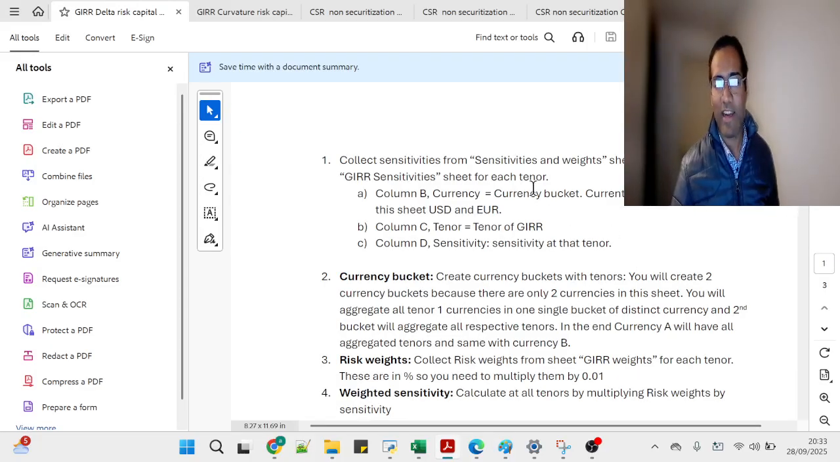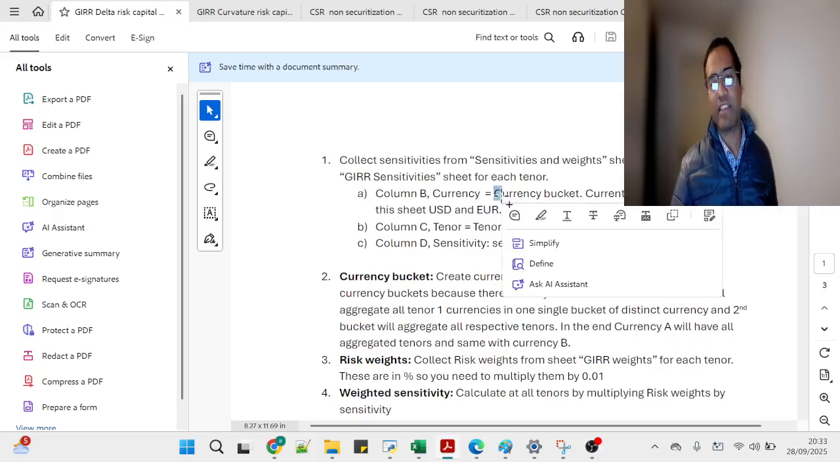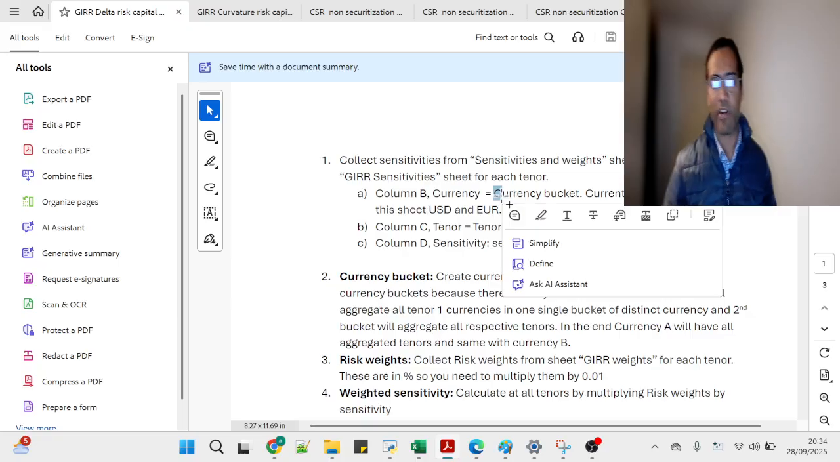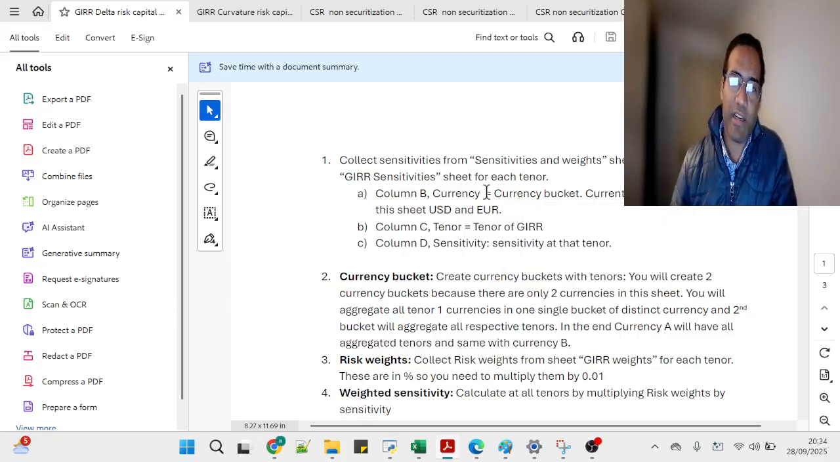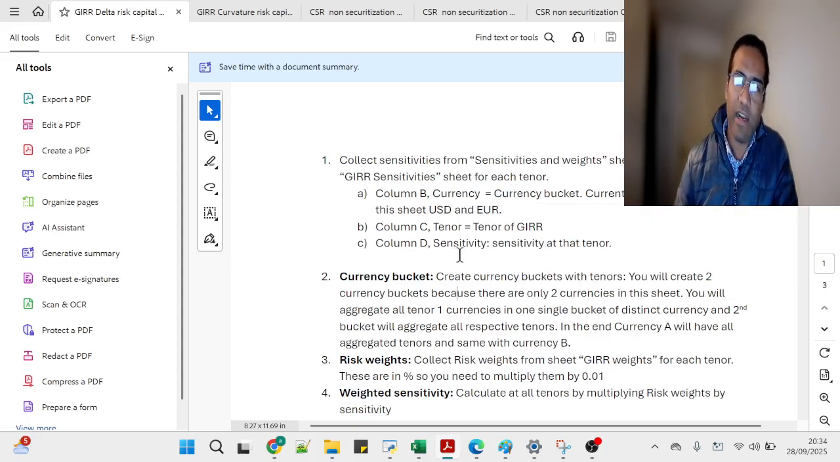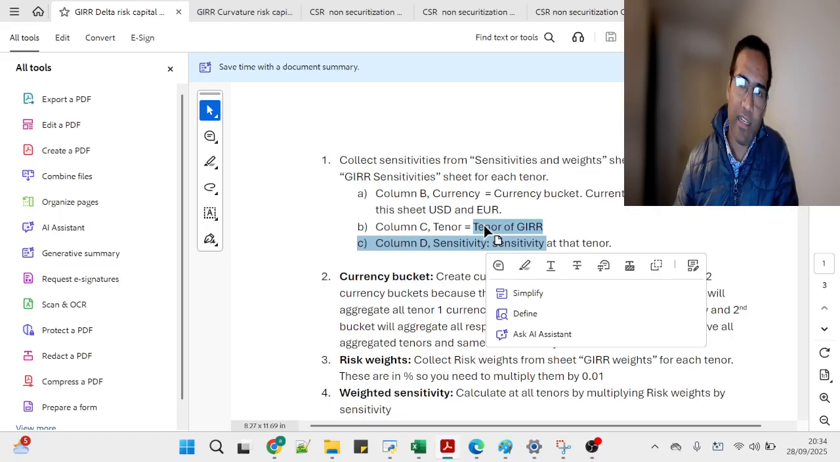Okay, and so in the general interest rate risk class of FRTB, there is a currency bucket. If your portfolio has many currency buckets, suppose there are three currencies in your portfolio, then you have three currency buckets. Simple as that. Currency is your bucket. Okay, and the tenor is a tenor inside that bucket.